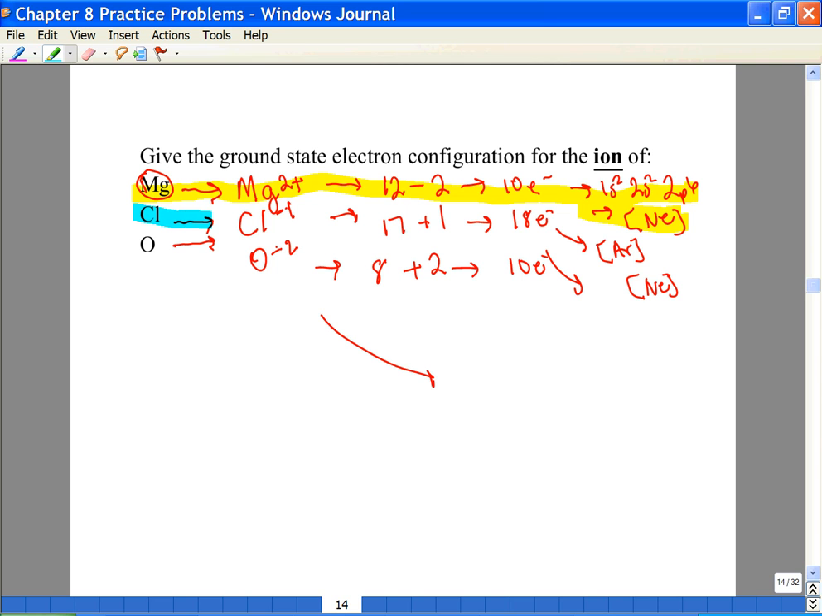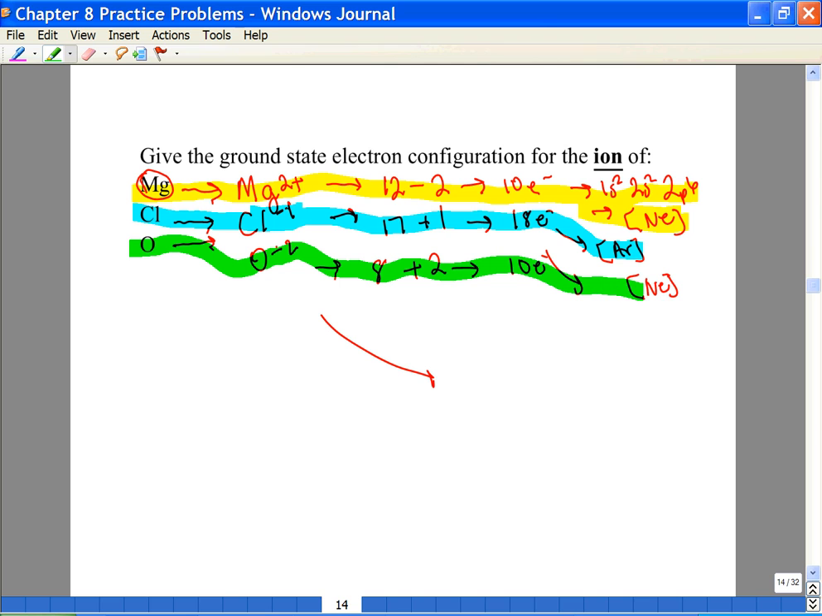I wrote the shorthand notation for the chlorine ion, which simply will look like argon. And I also wrote the shorthand notation for oxygen, which would look like neon.